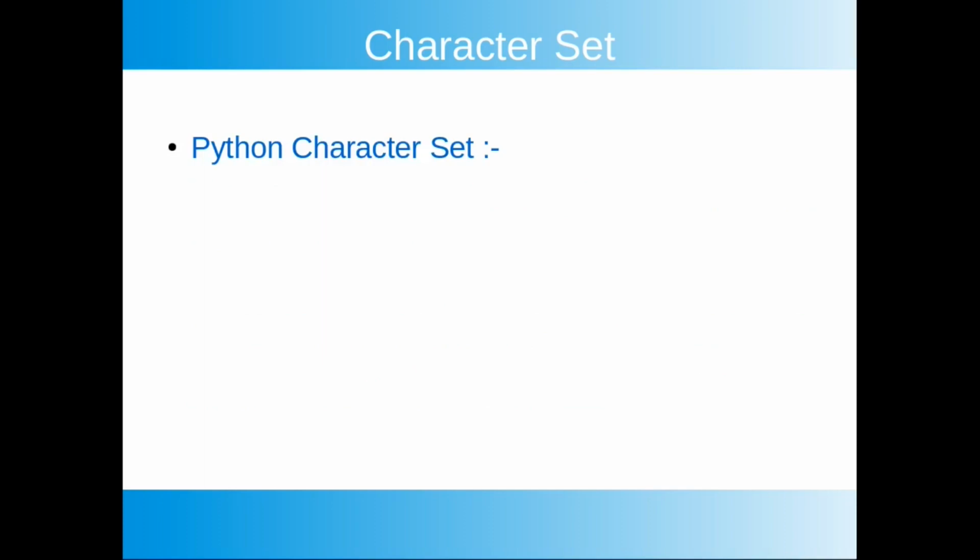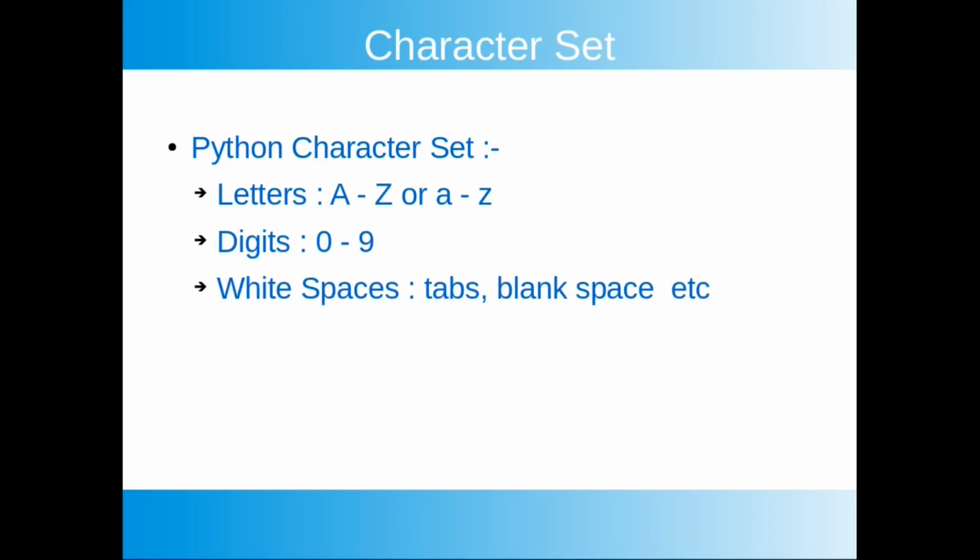Following is the list of the character set in Python: letters from capital A to Z or small a to z, digits from 0 to 9, white spaces such as tabs and blank space, and special symbols such as underscore, hash, etc. And all these character sets that are available in Python are used to form tokens, expressions or statements.